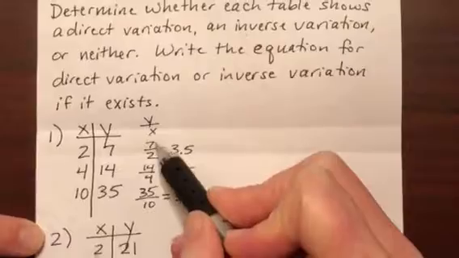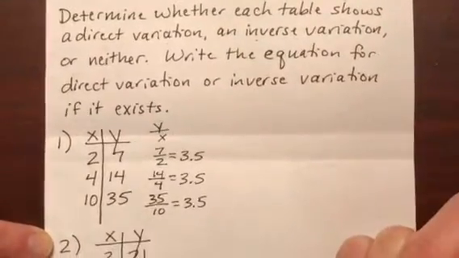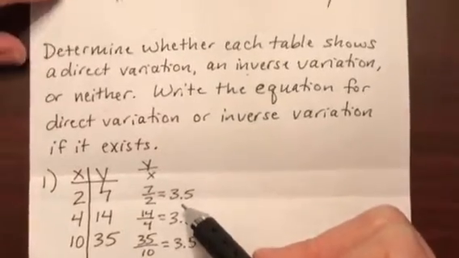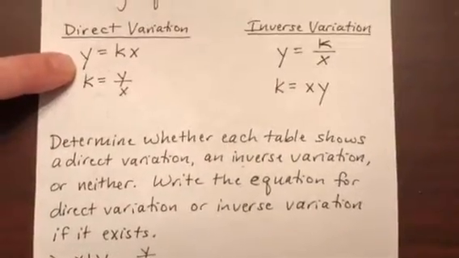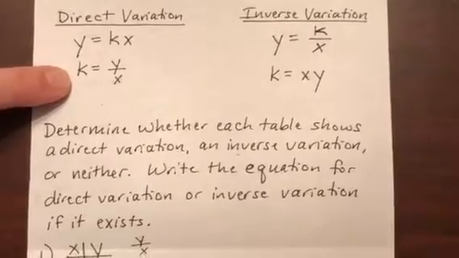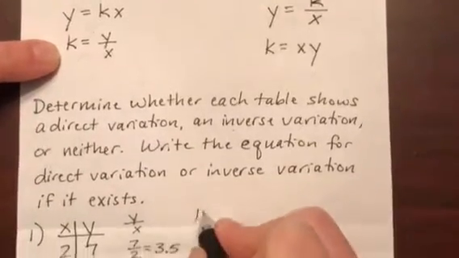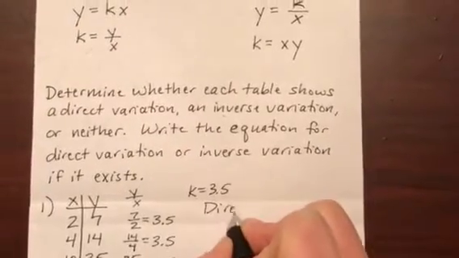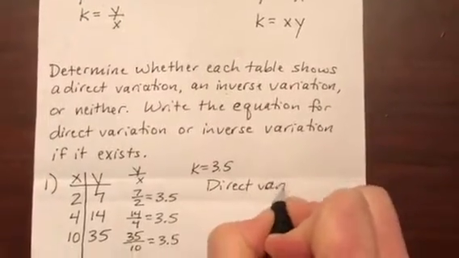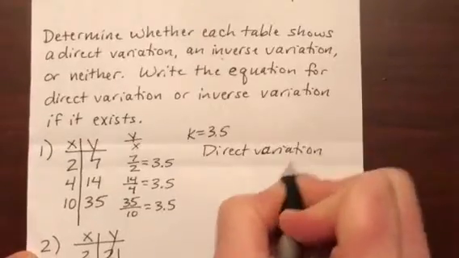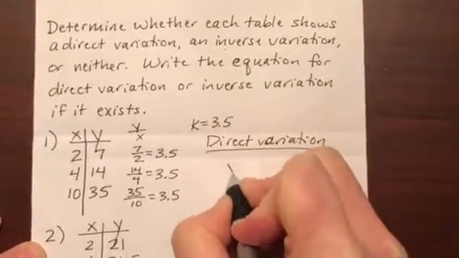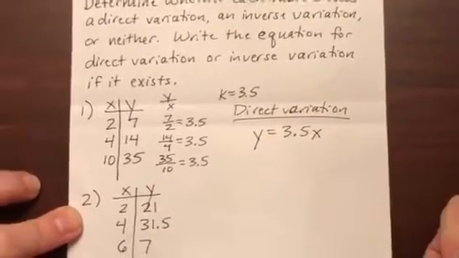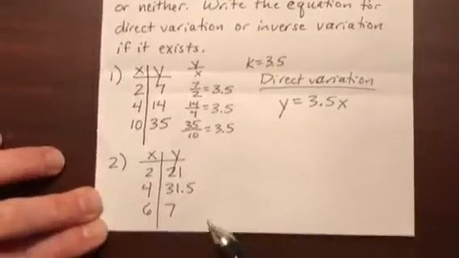Since all three of these y to x ratios were the same, they were constant, that means that this was a direct variation equation, and our constant of variation was 3.5. And so we know that k equals 3.5, and so we'll say this is direct variation. And our equation then would be y equals 3.5x. All right, let's look at a second example.